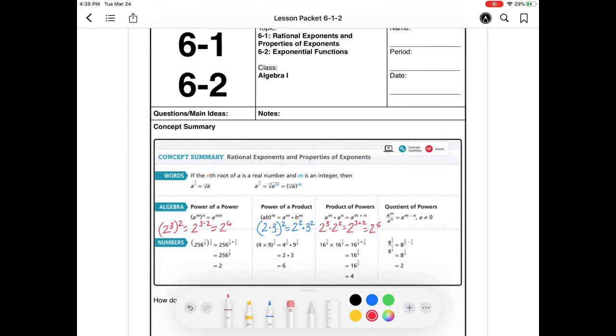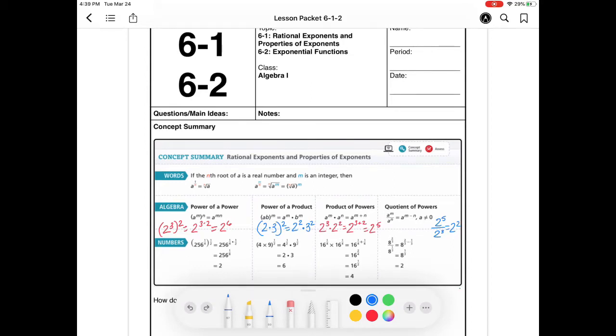Then the quotient of powers, that's when we have the same base number raised to a power divided by that same base number raised to a different power. In that case, we're going to subtract the exponents. So if I have 2 to the 5th power divided by 2 to the third power, that's going to be equal to 2 to the second power.